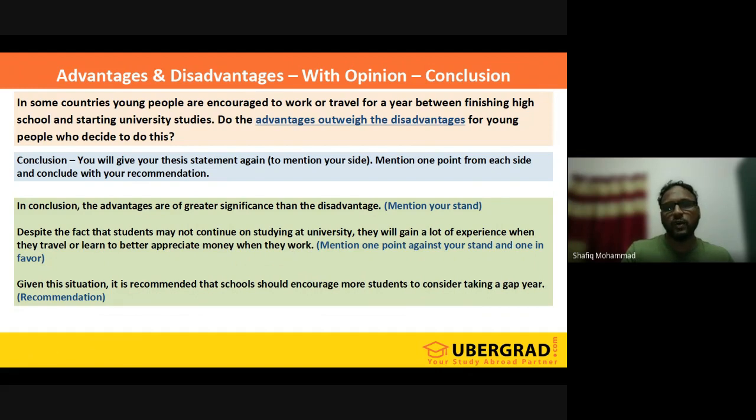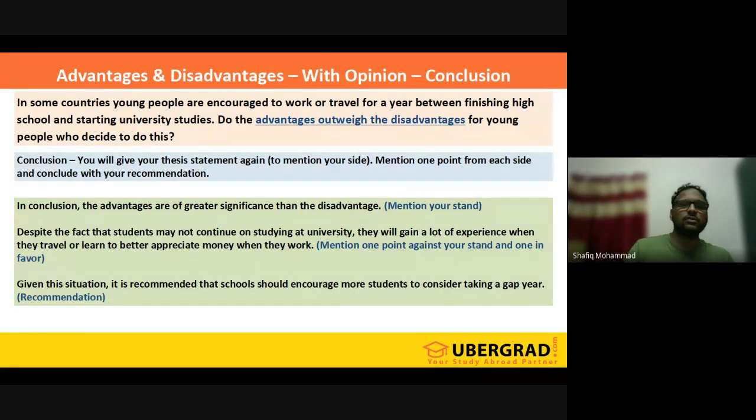Mention one point against your stand, like for example what you see here. Given the situation, it is recommended that schools should encourage more students to consider taking a gap year, because you're taking a stand towards the advantages of it, isn't it?